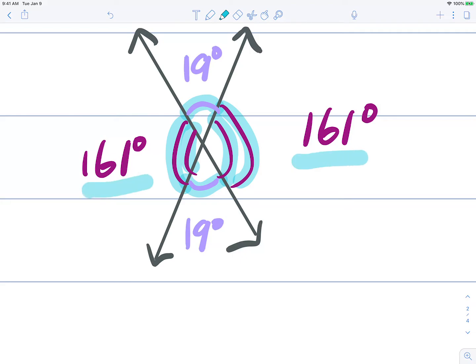Something I do want you to notice, that 19 plus 161 is 180 degrees because these two angles make up a straight line, so those are also supplementary.